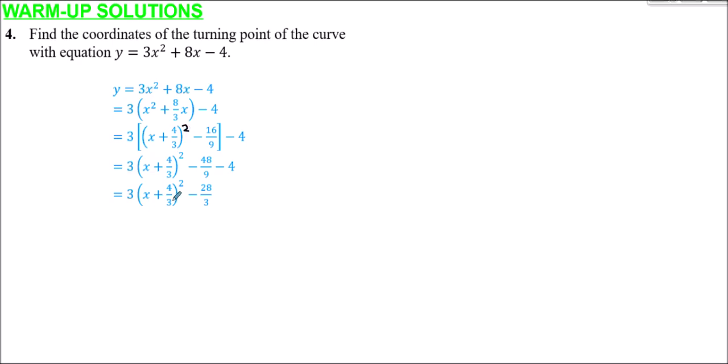Then finally, just remembering the significance of this number and that value as well, we've essentially got what the turning point of this curve is. So therefore, the turning point of this curve is this value with its sign switched, minus 4 over 3, and the y value at the turning point is just this value exactly as is, minus 28 over 3.